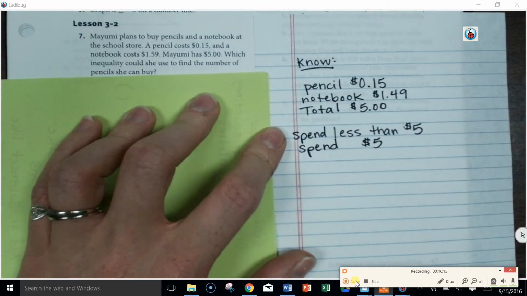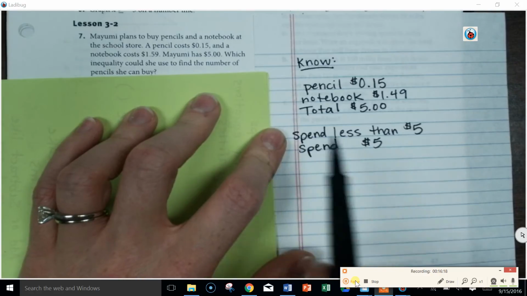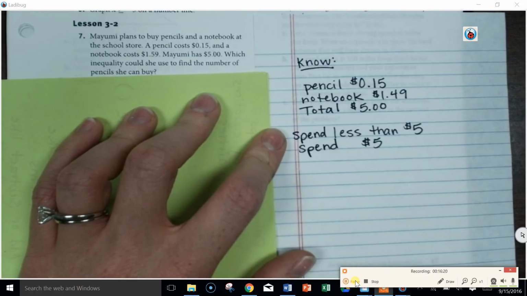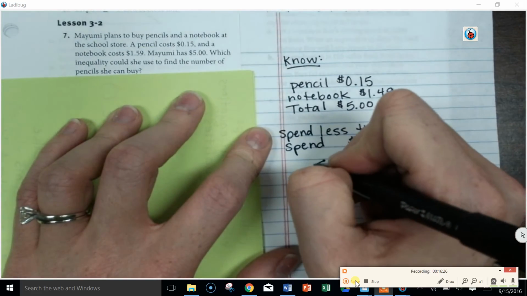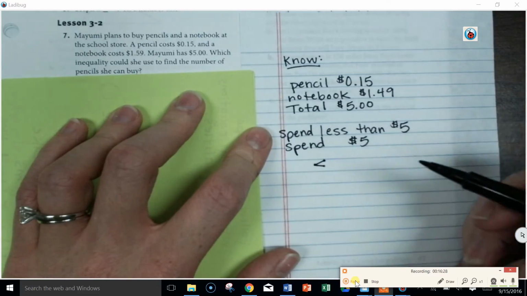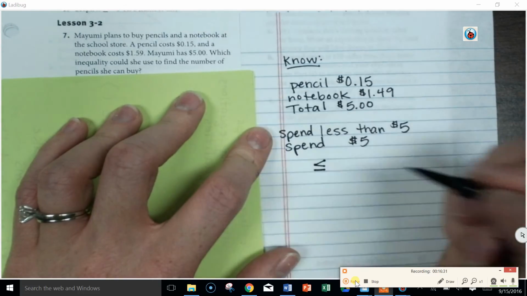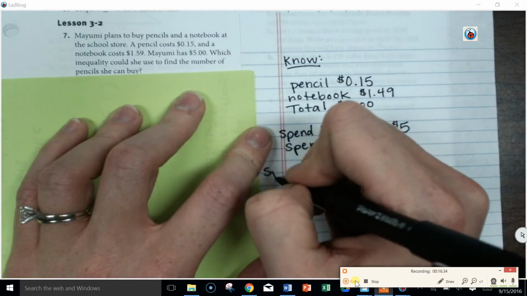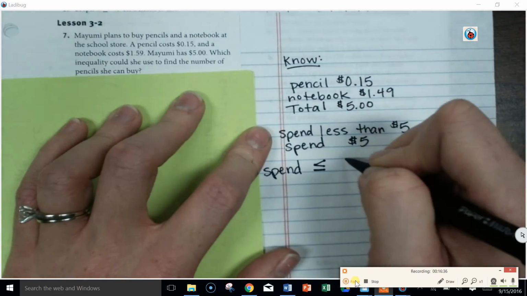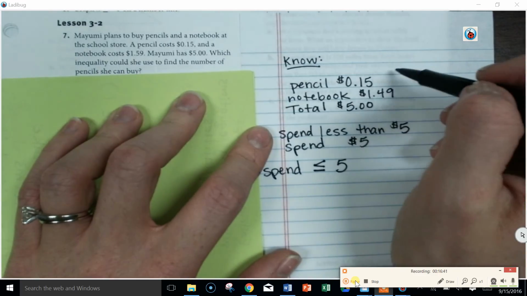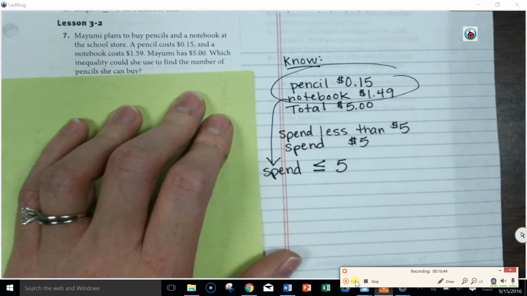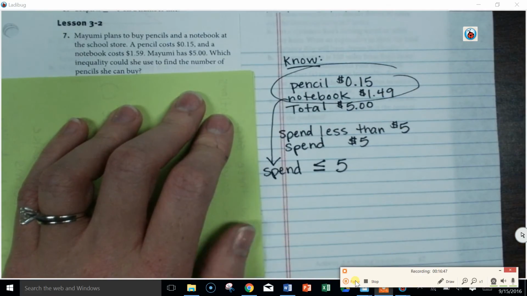And I want to figure out an inequality that means that I can spend less than that amount and I can spend exactly that amount. Well, less than, there's actually a symbol for that. Spending exactly something means you're spending equal to that. So less than or equal to. I can spend less than or equal to $5. Now, what am I spending money on? Well, I am spending money on pencils and notebooks. So I need to find a way to put pencils and notebooks into what I'm spending, since I know that total amount has to be less than or equal to $5.